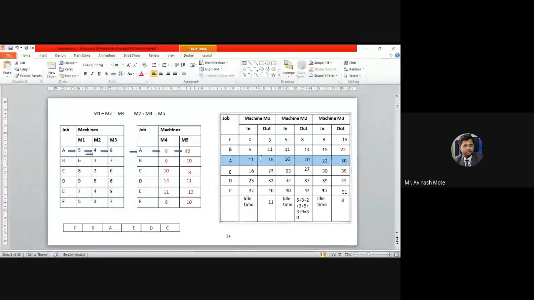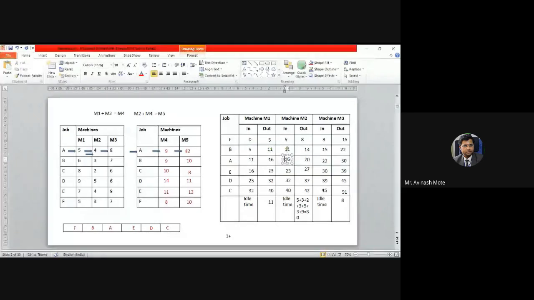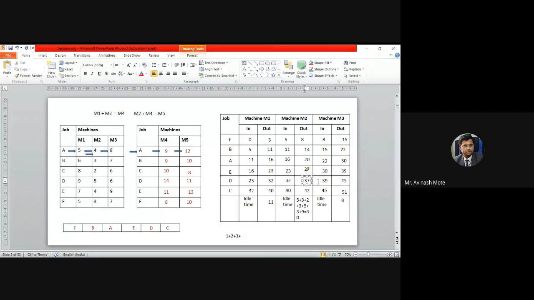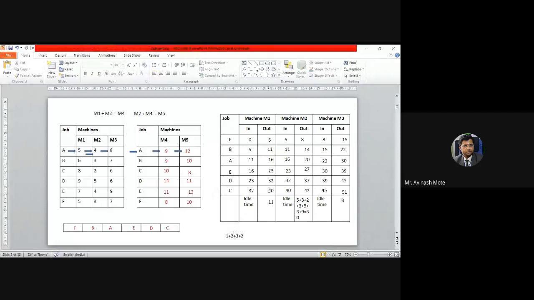A job coming 18, out 16, in 16, out 20, in 22. So 2 hours. E job out 20, in 20, sorry, out 23, in 23. Out 27, in 30. 3 hours. D job. 32 out, 32 in. 37 out, 39 in. 2 hours. C job. 40 out, 40 in. 42 out, 45 in. Plus 3. Okay. It's over.